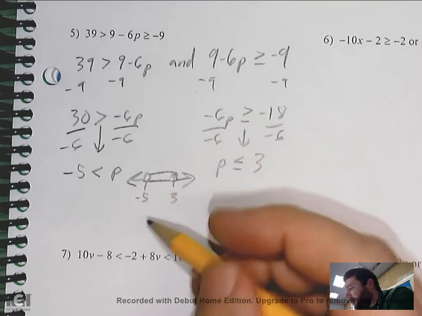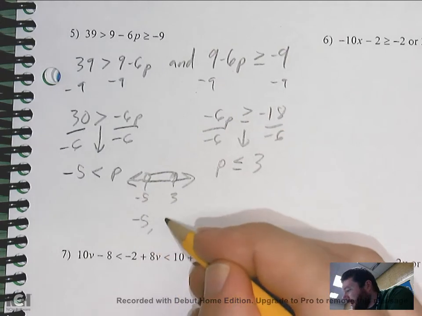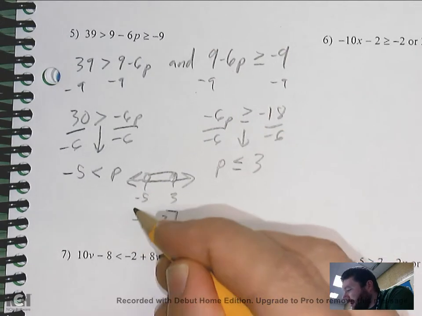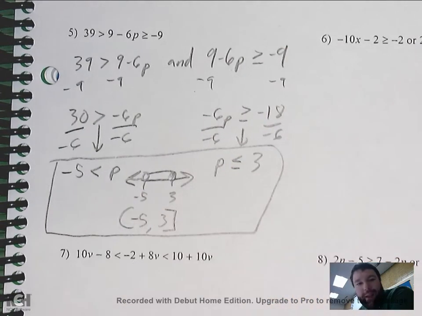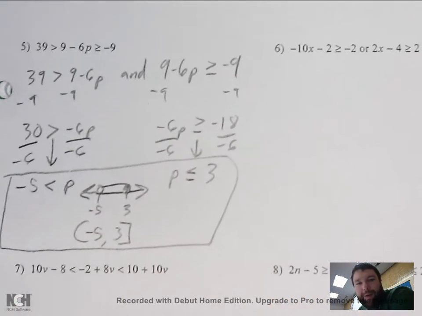And then the last step is our interval notation. Least number is negative 5. Greatest is 3. 3 has a bracket. Negative 5 gets parentheses, and that would be your answers. Okay, not too tough, right?